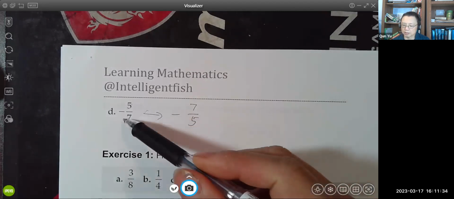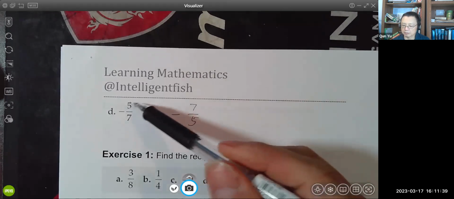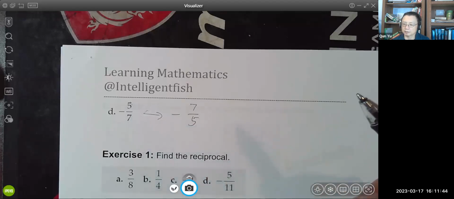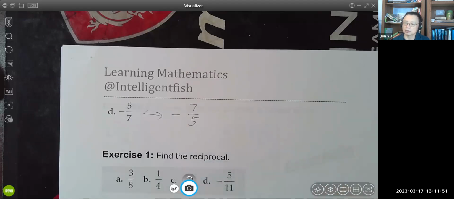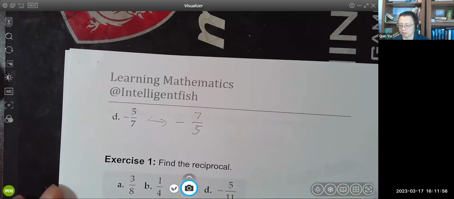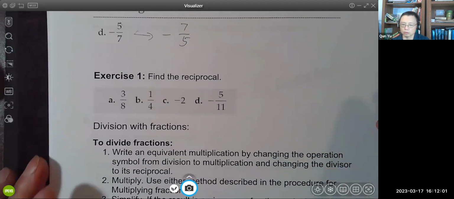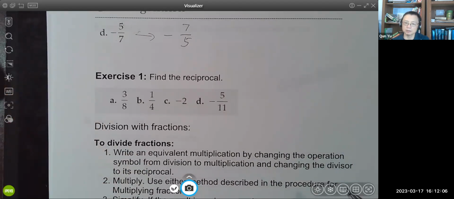When these two multiply together, negative times negative is positive. And 5 times 7, 35 on the top. 7 times 5, 35 on the bottom. And anything divided by itself is 1, right? We still get a positive 1. Remember, reciprocal is defined as two numbers that, when multiplied together, equal 1. 1 means positive 1. Now, this is your first set of exercise questions. All of the answers to the exercise questions are in the comment area below the video.